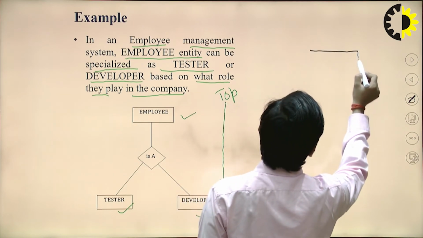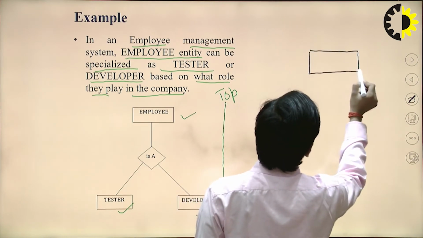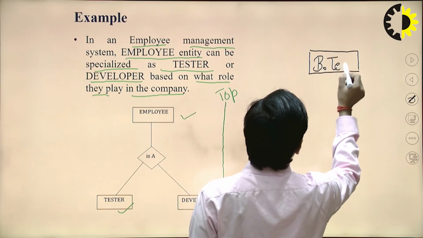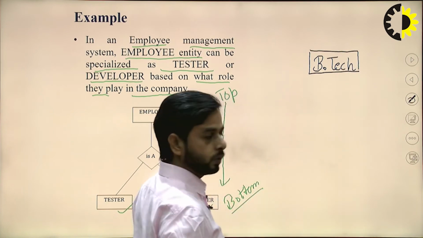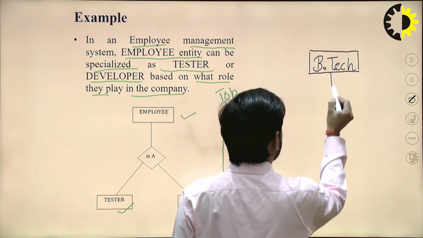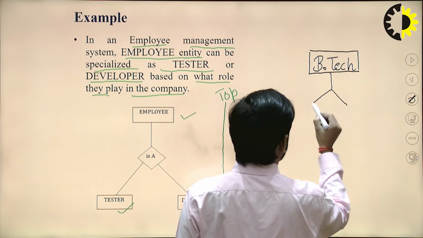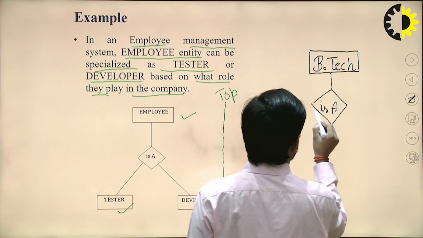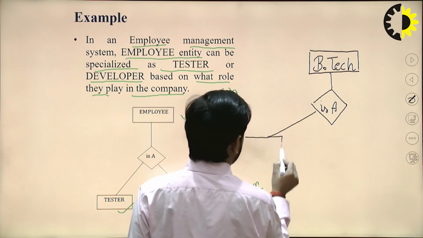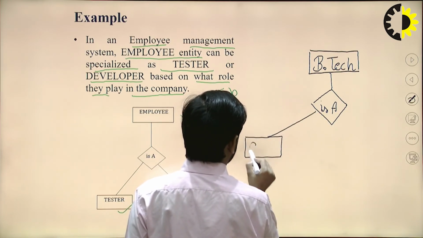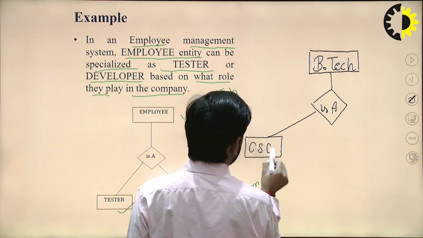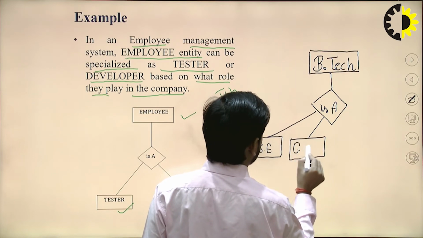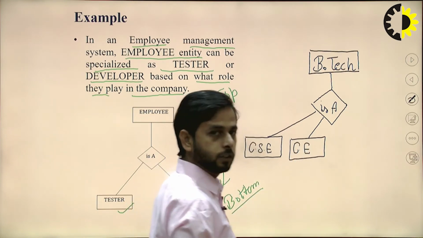Suppose we have one course, BTech. We have different specializations in BTech. CSE is one of the specializations in BTech. Civil engineering is one of the specializations.